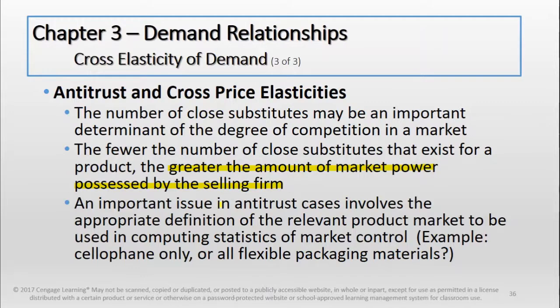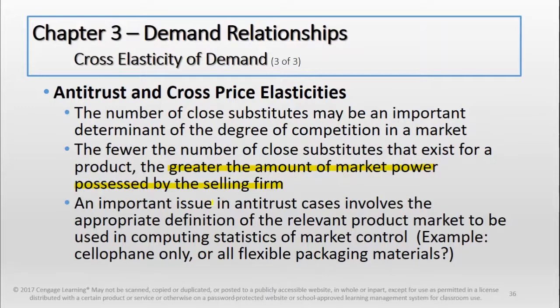Now, an important issue in antitrust cases involves the appropriate definition of the relevant product market to be used in computing statistics of market control. For example, cellophane only, or all flexible packaging material.